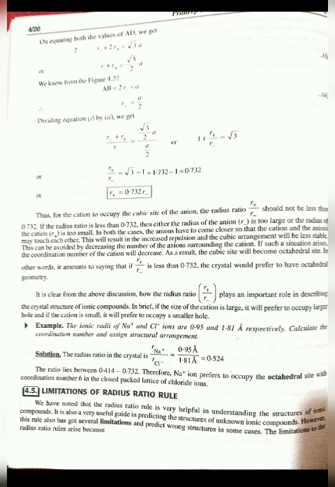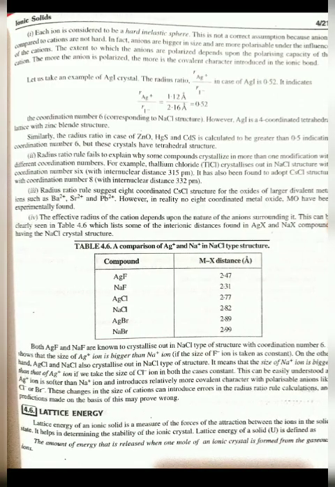The limitations of the radius ratio rule arise because, first, each ion is considered to be a hard inelastic sphere. This is not a correct assumption because anions, compared to cations, are not hard. In fact, anions are bigger in size and are more polarizable under the influence of the cations. The extent to which the anions are polarized depends upon the polarizing capacity of the cation. The more the anion is polarized, the more covalent character is introduced in the ionic bond.